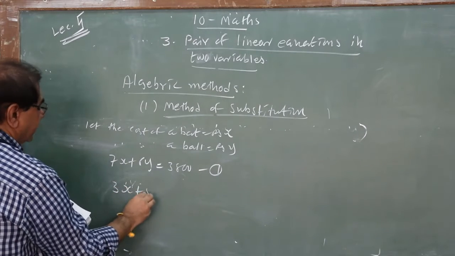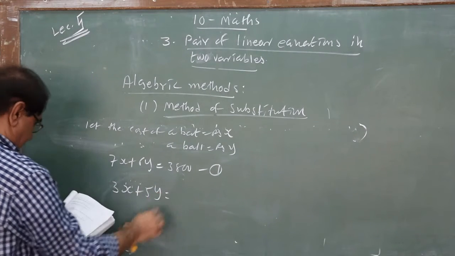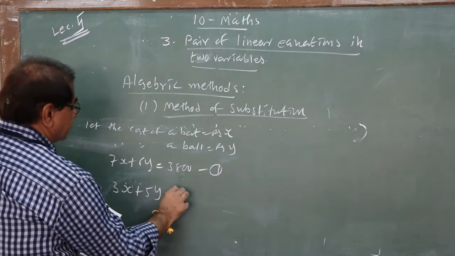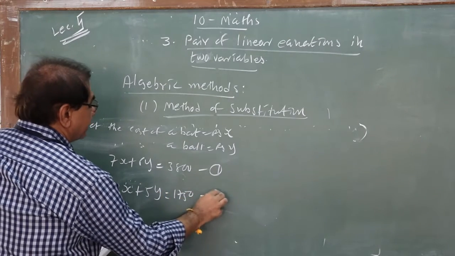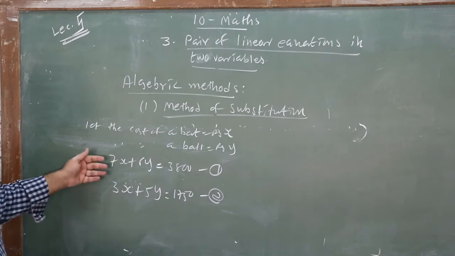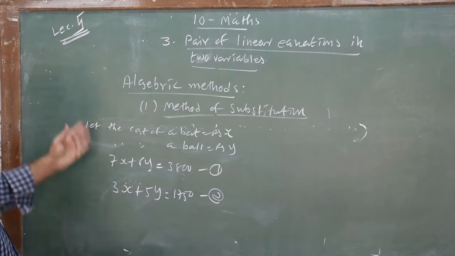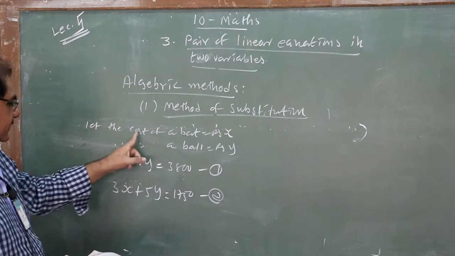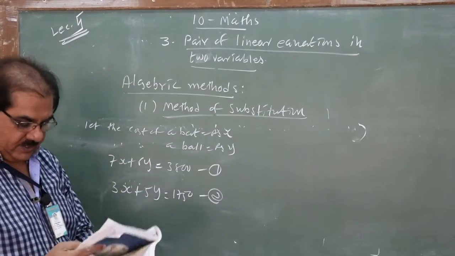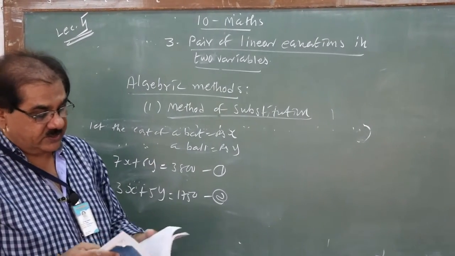Later he buys 3 bats and 5 balls, and it cost how much? 1750. Equation number 2. So now solve them by the method of substitution. Get the value of x and y. X is the cost of 1 bat and y is the cost of 1 ball. Okay? We go for the next.